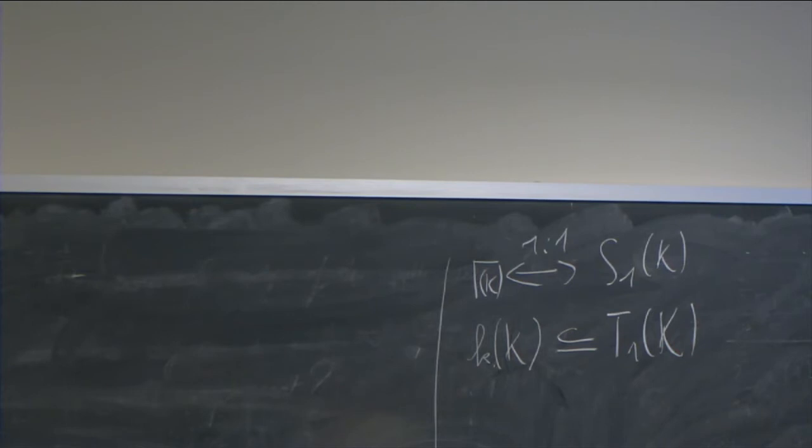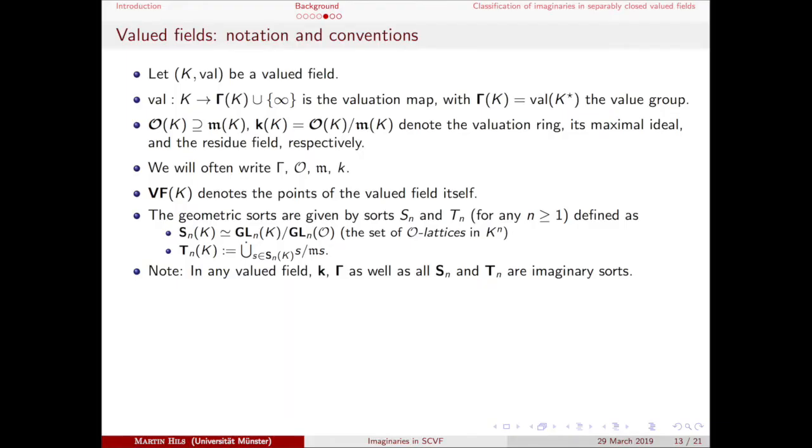These are called the geometric sorts, these sorts S_n and T_n. Can you prove that they're not definable? One can prove, yes. On the next slide, you will see the results.